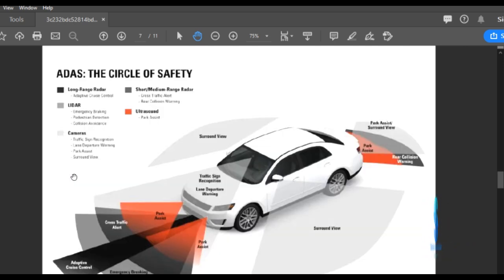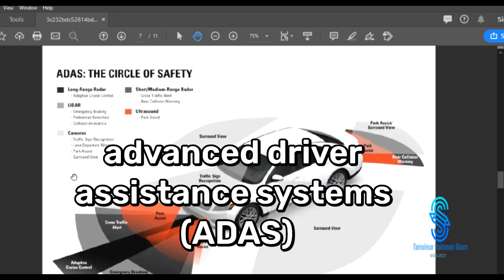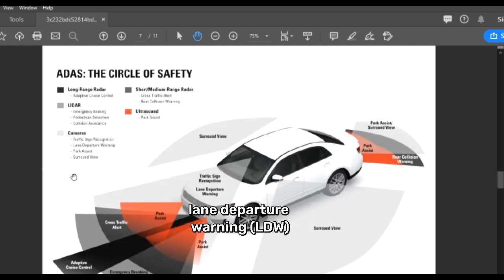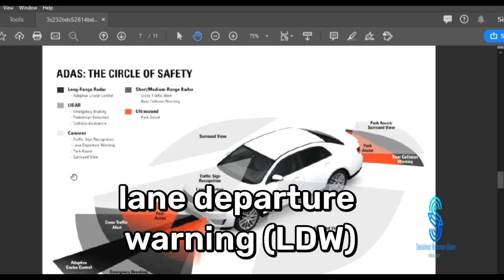After that, another thing is coming, that is ADAS, right? ADAS, what is written there, the circle of safety. So what does ADAS mean? ADAS stands for Advanced Driver Assistance Systems. How will we discuss that? First of all, we need to know about LDW. LDW, what does it stand for? LDW stands for lane departure warning.